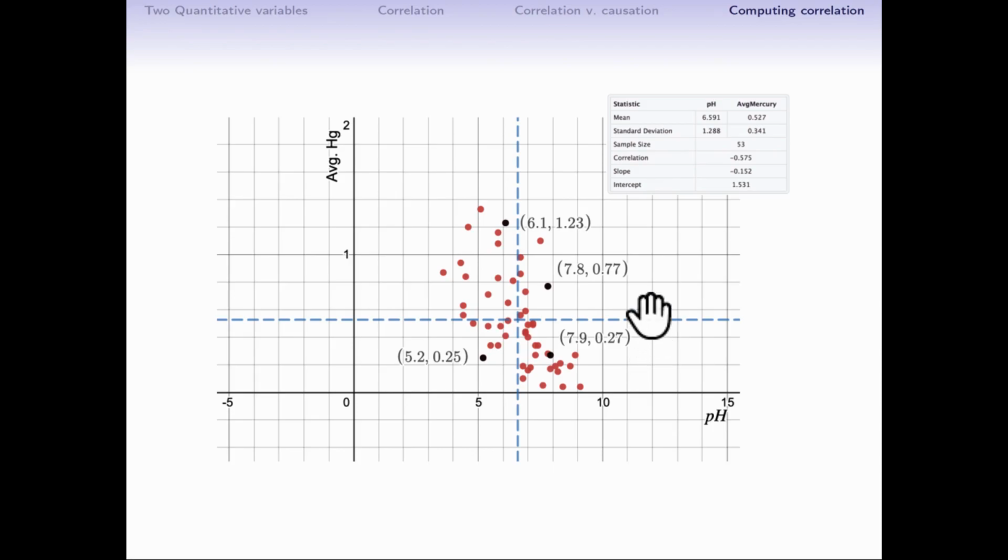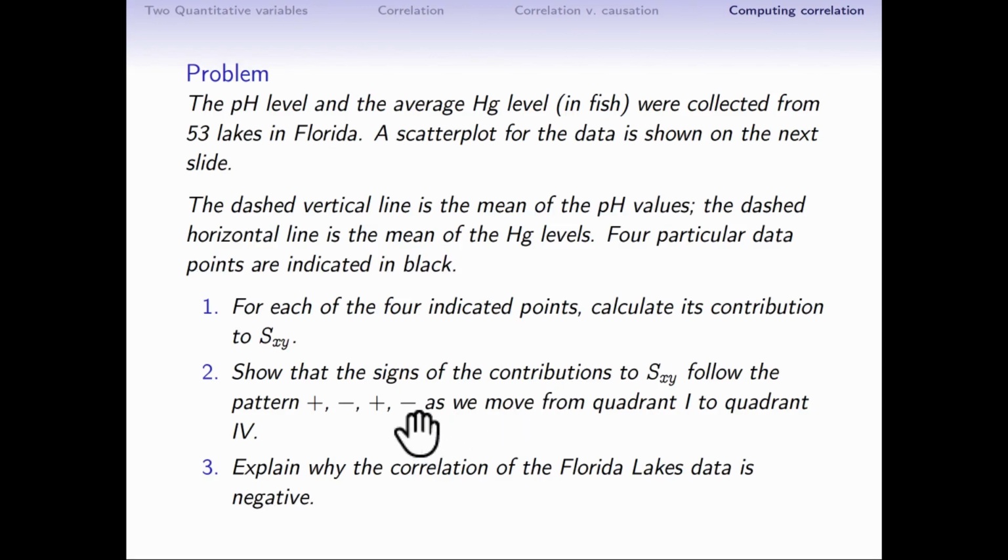And what this does is it splits the data into 4 quadrants. You can think of this as quadrant 1, quadrant 2, quadrant 3, and quadrant 4. And what I've done is I've carefully chosen a data point with its corresponding coordinates from each quadrant. So here's a sample from quadrant 1, a case from quadrant 2, one from quadrant 3, and one from quadrant 4. For each of the 4 indicated points, calculate its contribution to that value S sub xy.